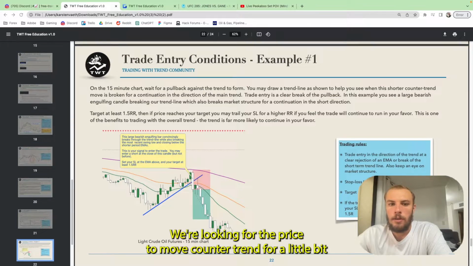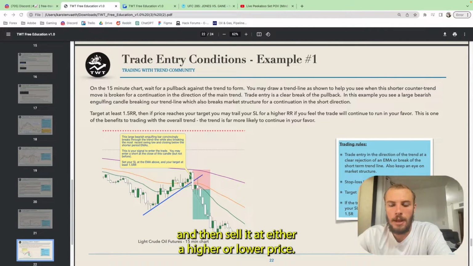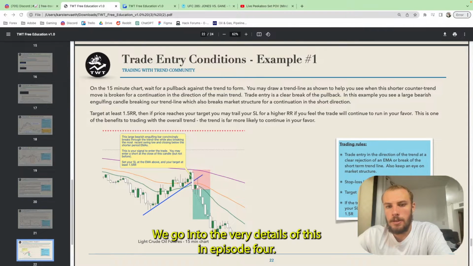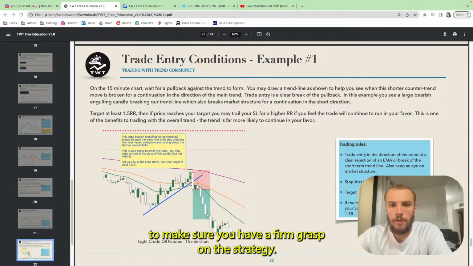We're looking for the price to move counter trend for a little bit, where we can purchase it at either a cheaper or higher price and then sell it at either a higher or lower price. We go into the very details of this in episode 4. So make sure you watch all 4 episodes and read the PDF to make sure you have a firm grasp on the strategy.